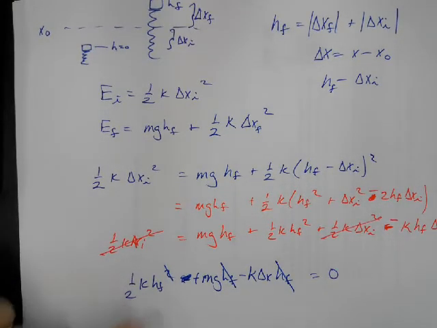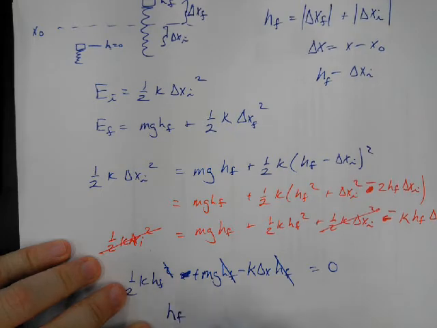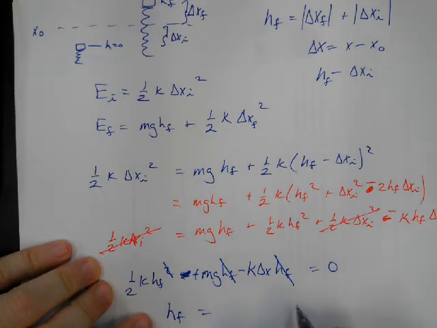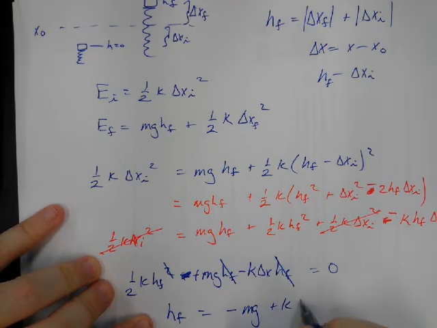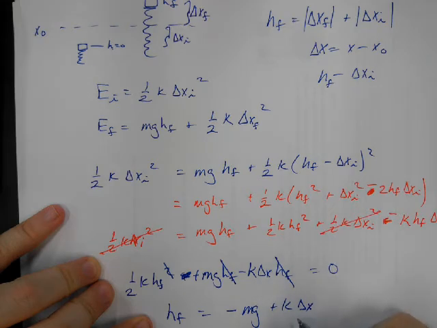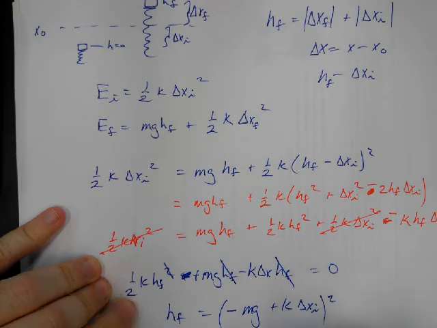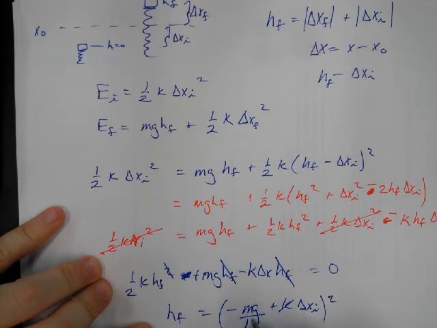The other one is going to be when this has a solution. And so we can figure out what it is. H final will be, so this other side over here will be minus mg plus k delta x initial, times a factor of 2, and then we'll divide by k. Right.